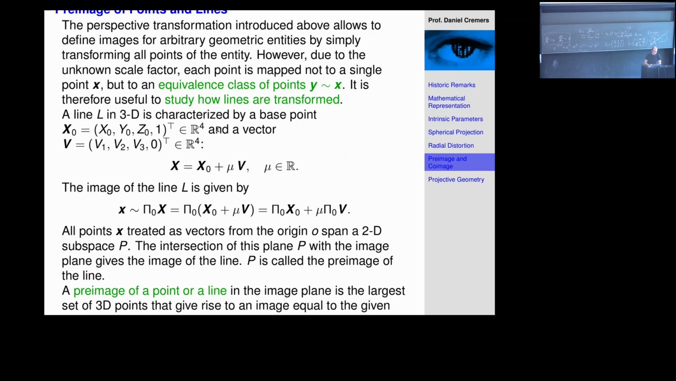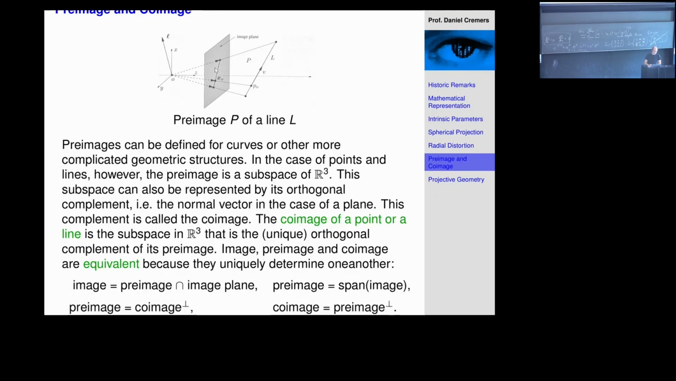Let's say we observe, here's a line in the image plane, right? This line here. And I want to know what is the pre-image of that line. And that is defined as all the points that potentially give rise to the observation of this line. And this is a plane, you see it here marked with P. This plane here that is spanned by the line and the origin, that plane is called the pre-image of the line.